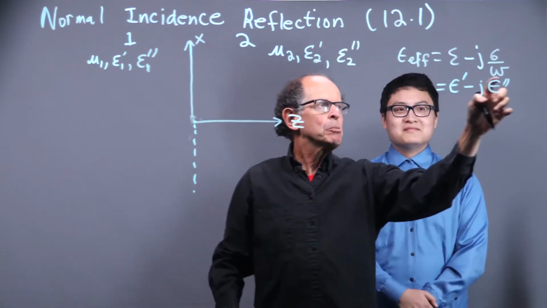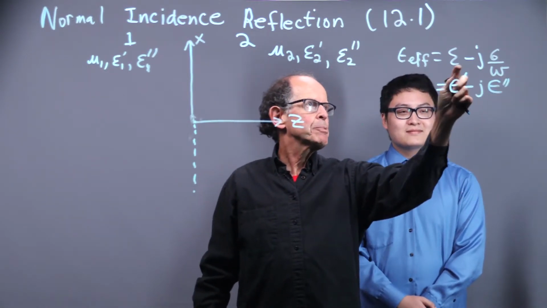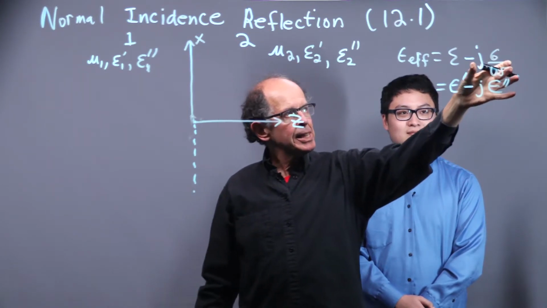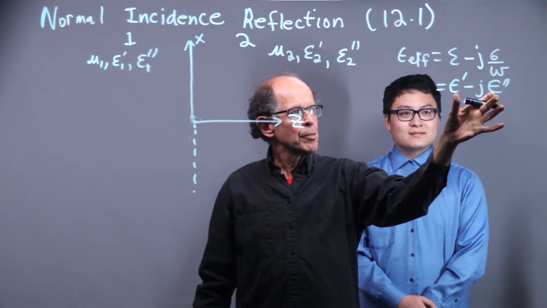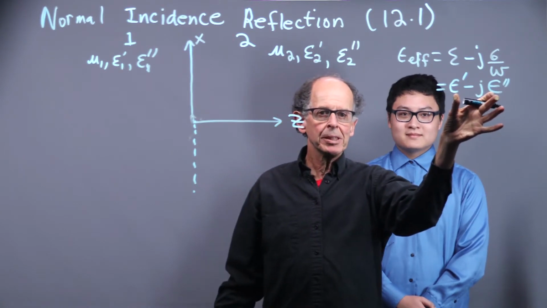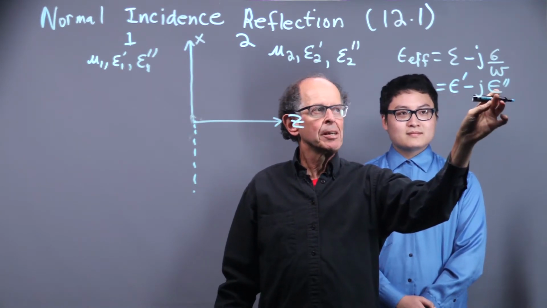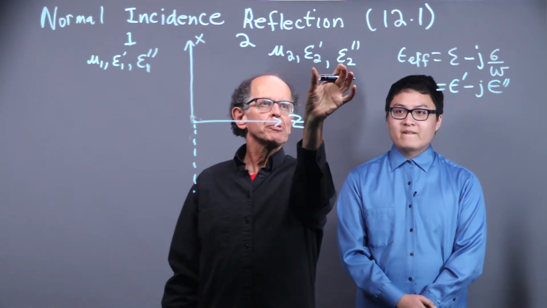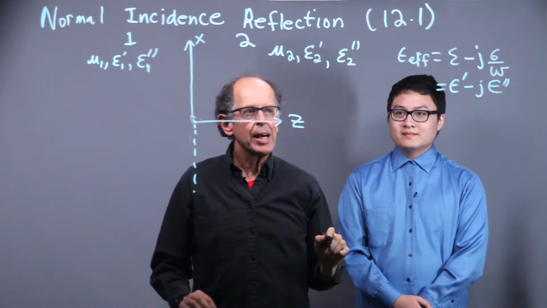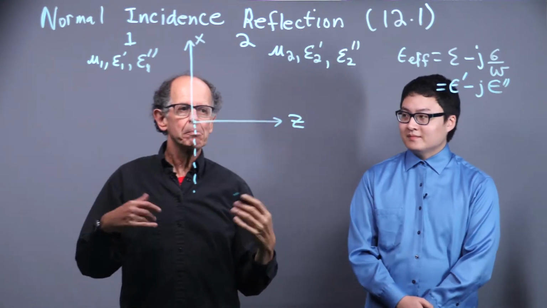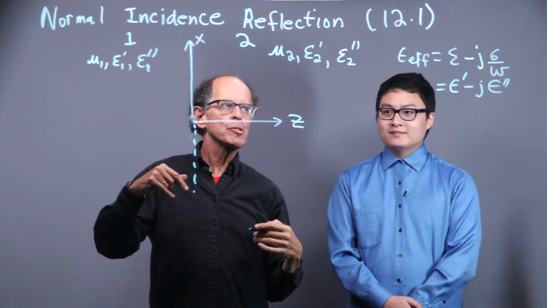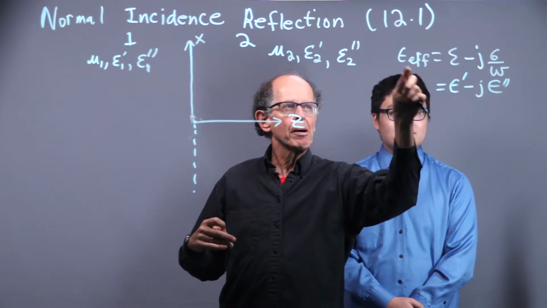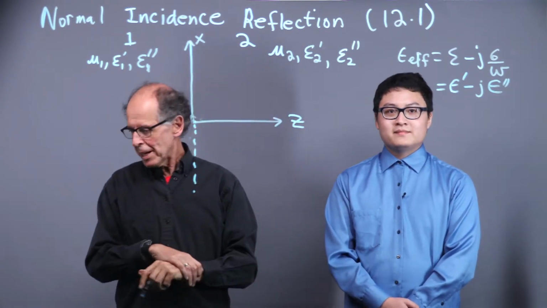Well, we go back to what we did for conductors, epsilon minus j sigma over omega. Taking that as a cue, the book says, well, what if we don't have a conductor, but we still have some loss terms, so we write it like this. That's where the epsilons come in, and that means we can handle boundaries and materials that are not necessarily conductors, but have a real and an imaginary part for epsilon effective.